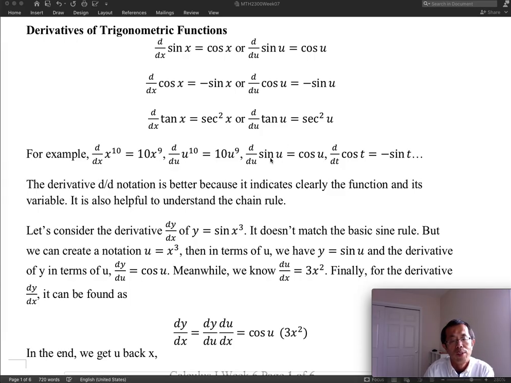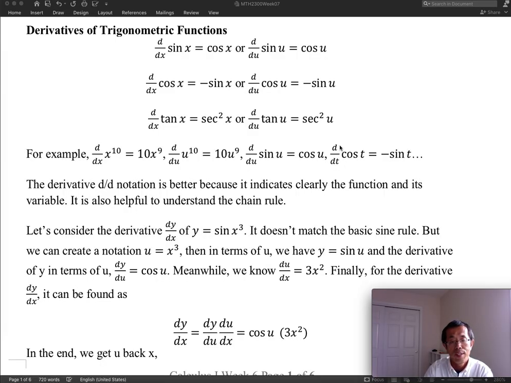Then the derivative of sine u, well actually it's the formula, it is cosine u. I just want to say it's very common that we talk about sine x, cosine x, or we also could say sine u, sine t, sine r, sine s, with any variables. And later, for the next one, I just change this u to t. The derivative of cosine t, then we write d/dt. If you have variable r, then it would be d/dr.